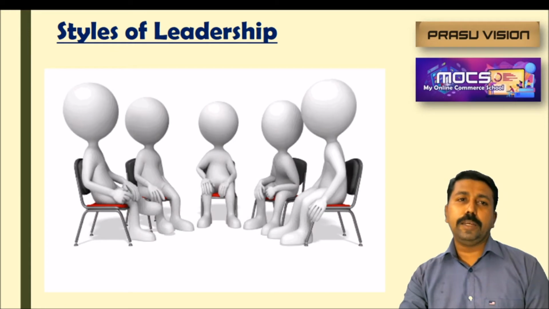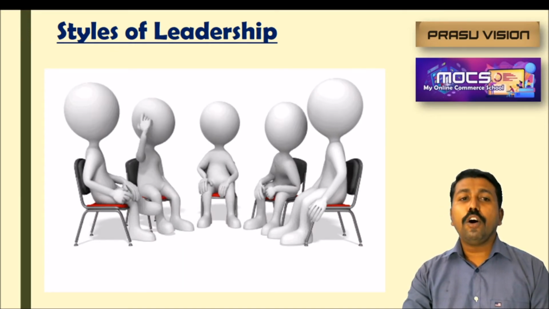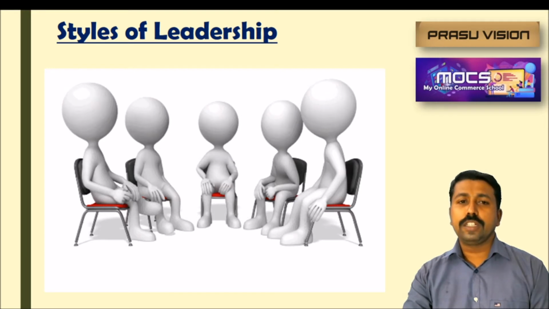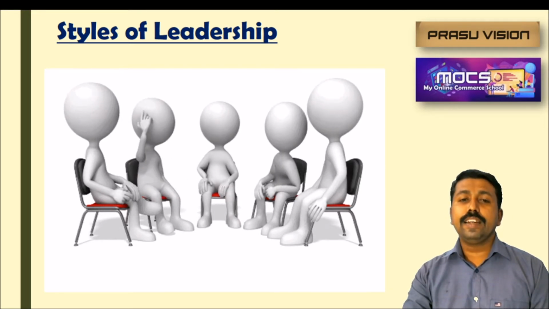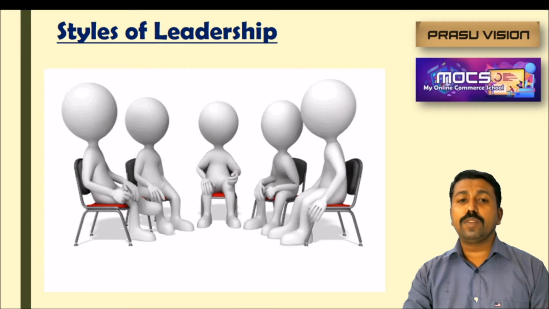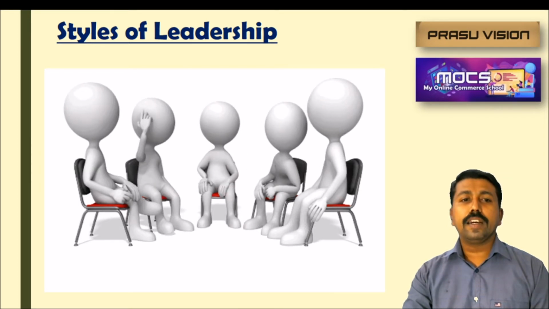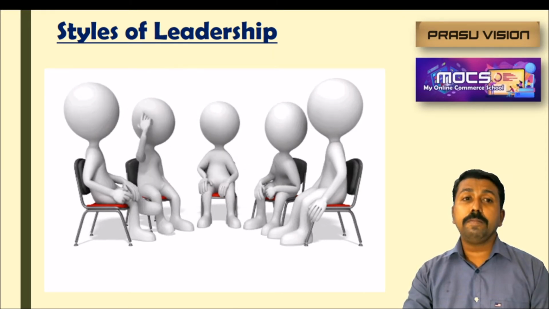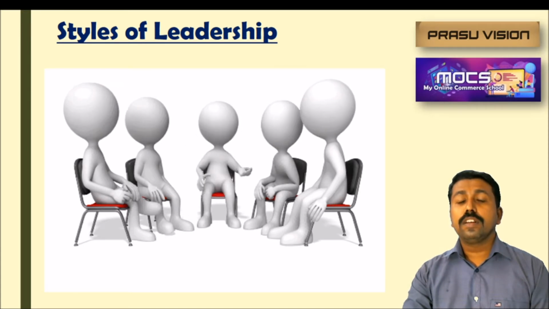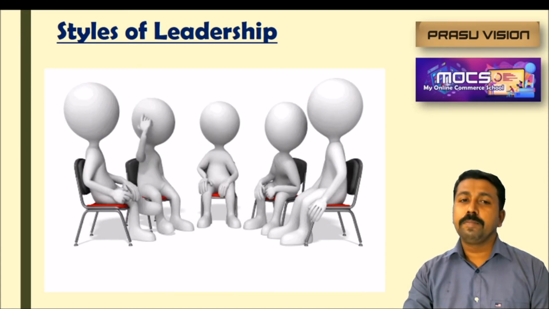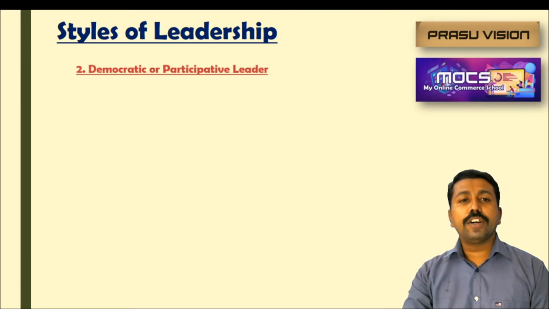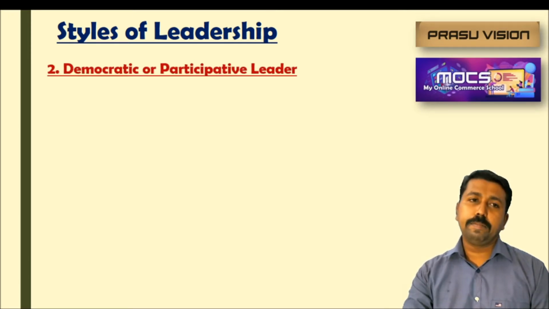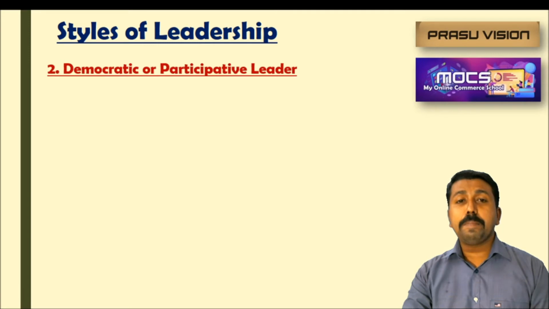The next style of leadership is just the opposite of the autocratic leader. Just watch this picture. Here, one leader is sitting in the center and collecting opinions from both sides, maybe regarding important plans of the organization, objectives to be achieved in the future. These types of leaders are common all around the world. They are known as democratic leaders.